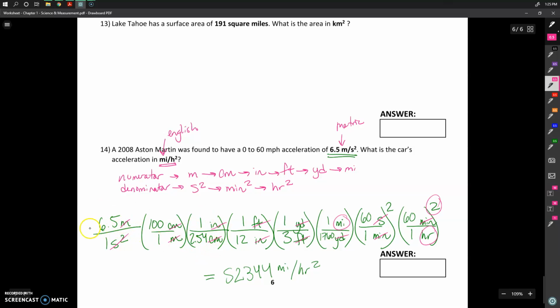So your sig figs at the beginning were 2, so our sig figs at the end should be 2. And so that means that my final answer here is just 52,000 miles per hour squared, or you can express this in scientific notation, 5.2 times 10 to the 4th miles per hour squared. Either one is acceptable. Notice here, this is one of those numbers where it really doesn't matter whether you express it in standard notation or in scientific notation because it's about the same length no matter which way you express it.